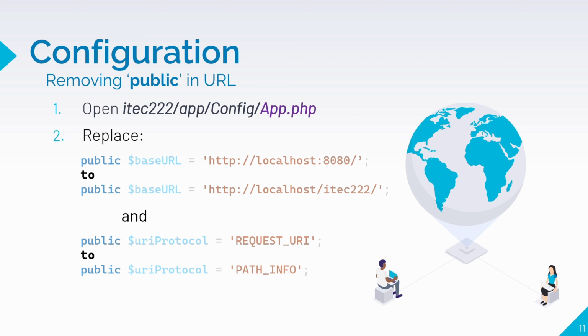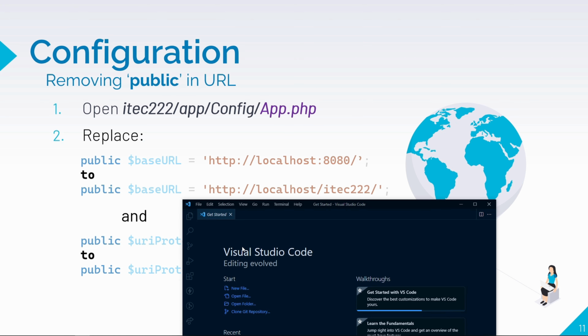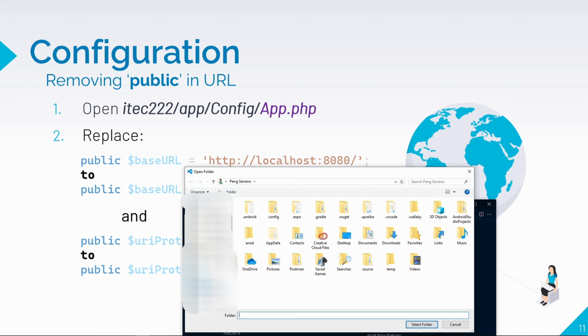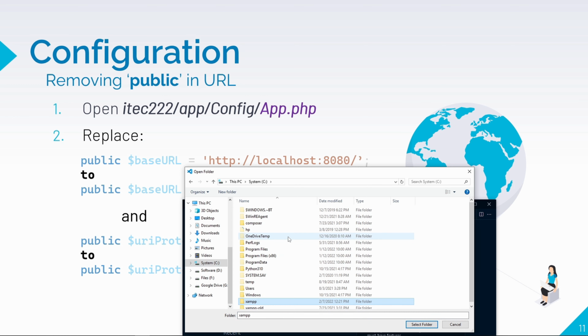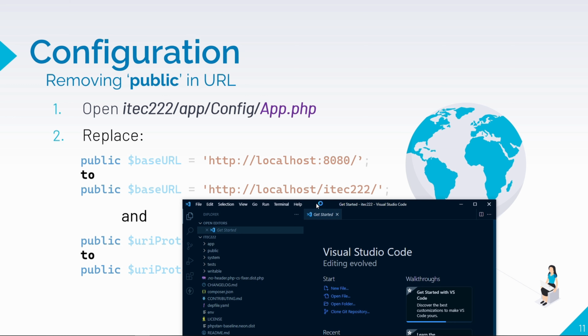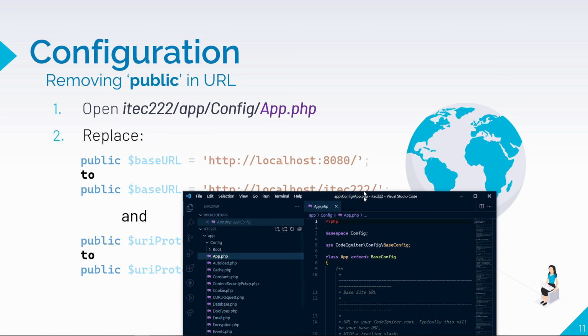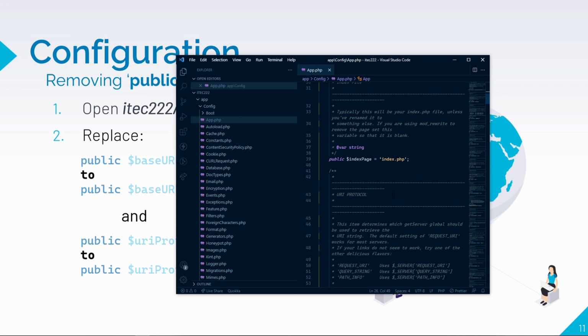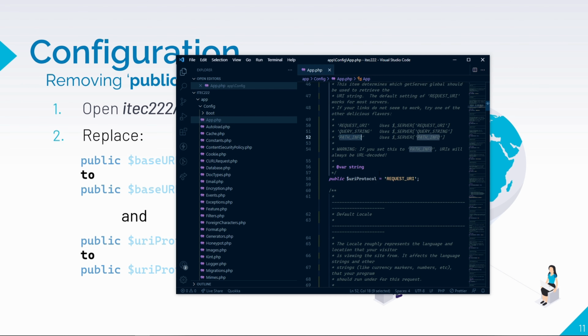But first, let's open Visual Studio Code. So after opening Visual Studio Code, let's open the folder, File, Open Folder. Then go to C, XAMPP, htdocs, then itech222 folder. First, we will go to app folder, config, then app.php. So let's now look for base URL. So remove port 8080, then replace this with the folder name or project name. Then let's look for the URI protocol and change it from request URI to path info.